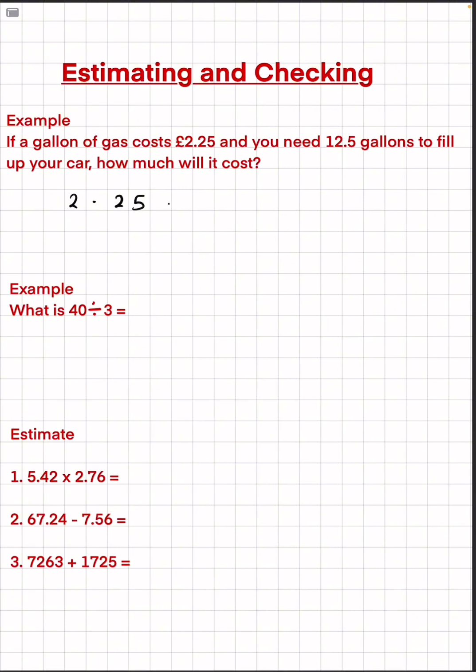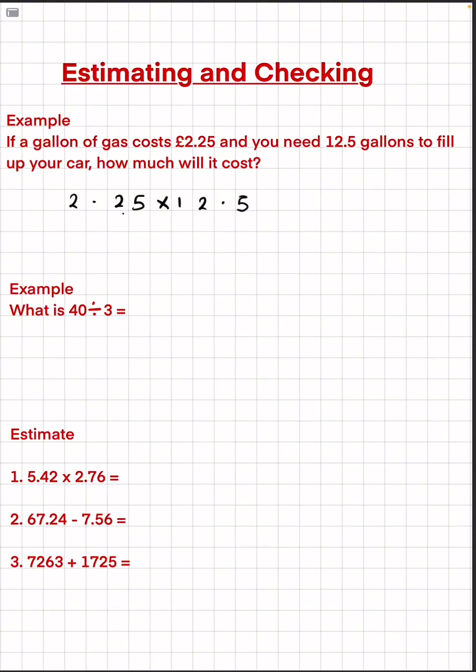2.25 multiplied by 12.5. If we had to estimate the answer, we can round these numbers to the nearest whole number. To round this number to the nearest whole number, we look at the digit after the decimal point. If it's less than 5, we round down, and if it's 5 or more, we round up.